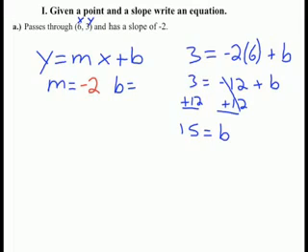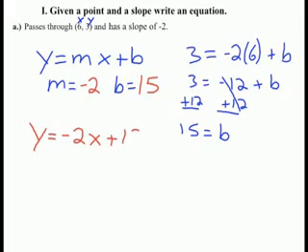Now that we found the slope and the y-intercept, we can write our equation in slope-intercept form. So y equals, the m is -2 and the b is 15, so y equals -2x plus 15.